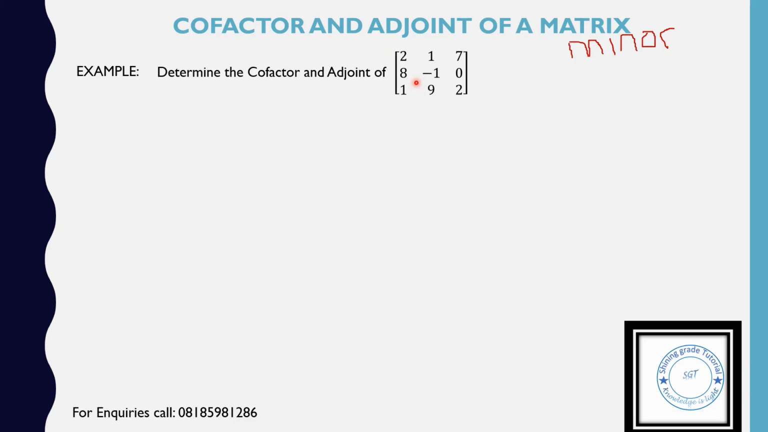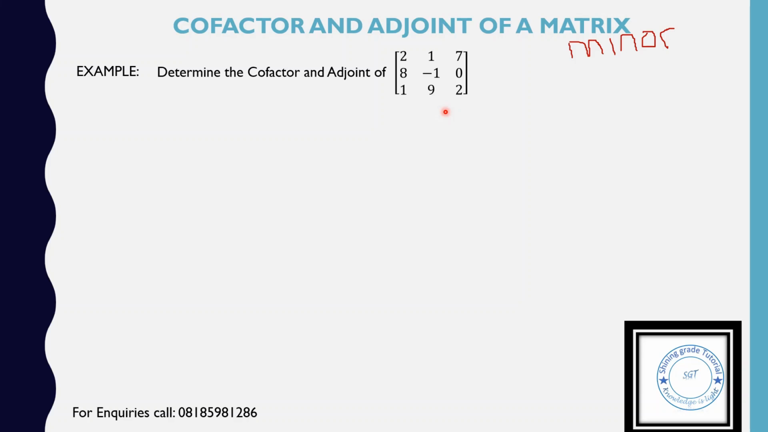And how do we get the minor of a particular element? To get the minor of any element, it must be a square matrix. The minor is the determinant of the remaining elements after deleting the row and column to which that element belongs.